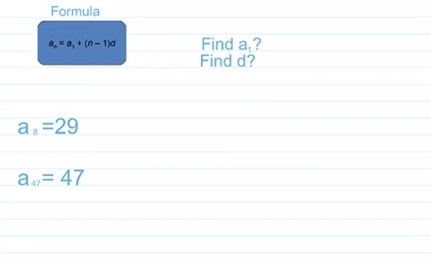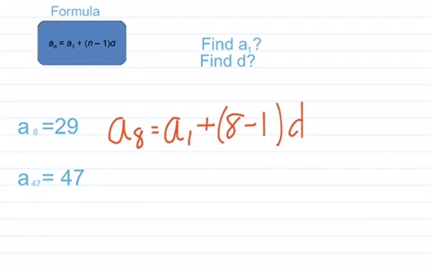Okay, in this problem you have to find the first term and the common difference. You are given the 8th and 47th term. To find it, you're just going to plug in what you know, so the 8th term equals A1 plus 8 minus 1 multiplied by the common difference, which equals 29. And then you are going to do the same for this one.